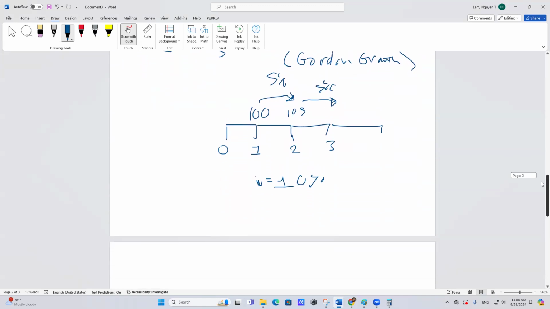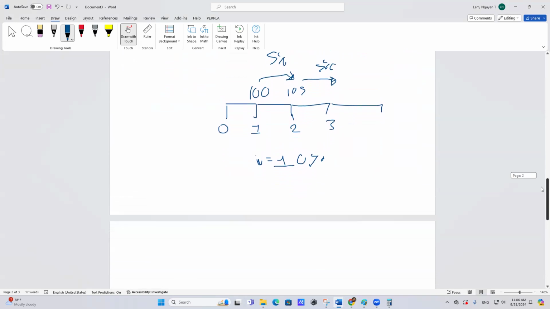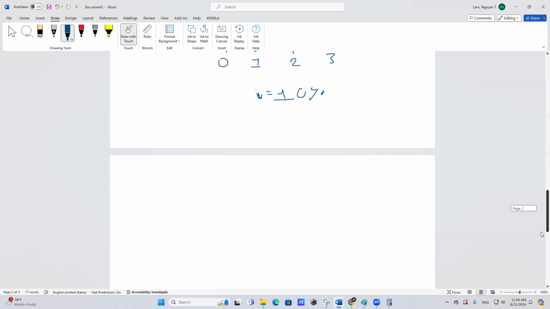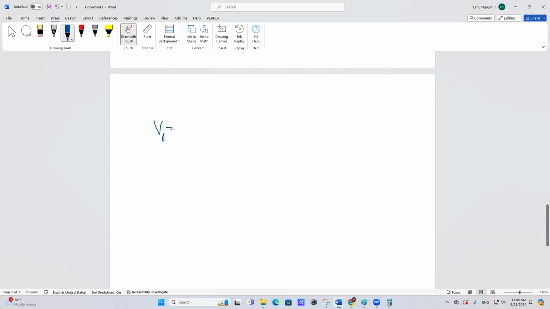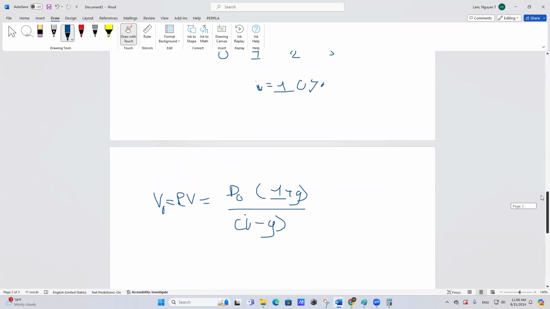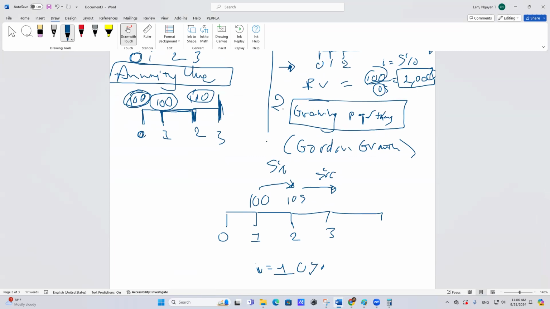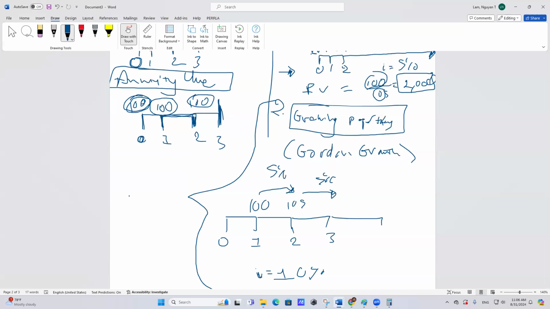Okay, I will show you guys the formula first before I explain further. The equation for the growing perpetuity, or Gordon formula, is V0, which just means present value, equal to D0 times (1 plus g) divided by (i minus g). Remember, this is usually the most difficult part, the Gordon formula. People find this the most difficult.